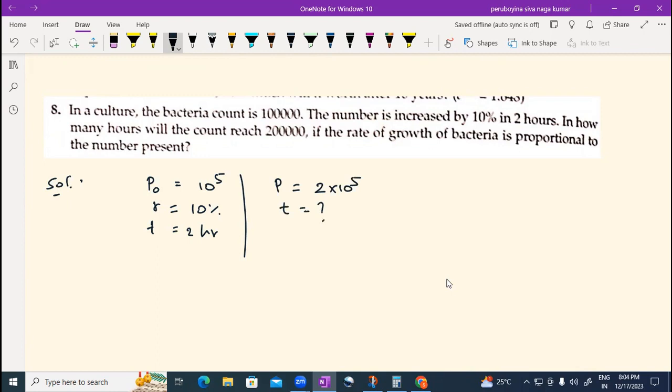If the rate of growth means dP by dt, bacteria is proportional. Proportional to means this symbol. It is not alpha, it is proportionality. To number present. Number present means P. Okay. So we will write this equation proportional value with some constant, say K into P where K is constant. Okay.